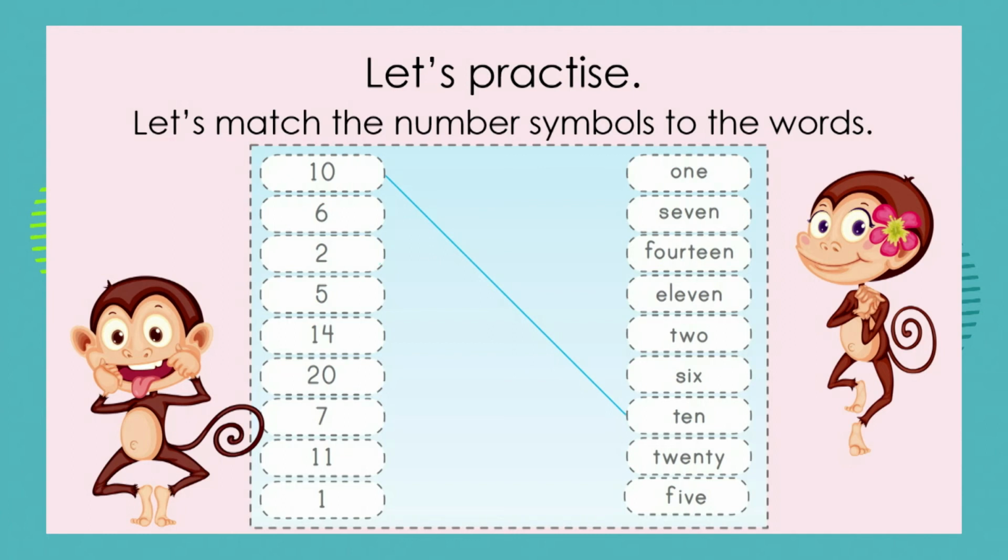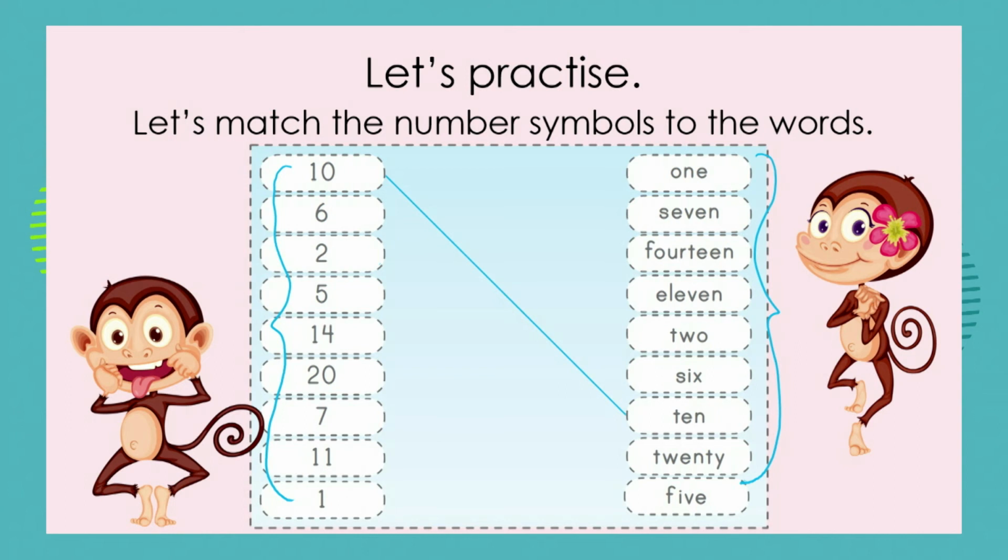So we are now going to match the number symbols to the words. So we can see that we have the numbers on the left-hand side over here. And we can see that we have the number names on the right-hand side. And they now want us to match the numbers to the number names. So I want you to grab a ruler for this activity and we are going to do it together. We can see that the first example has been done for us.